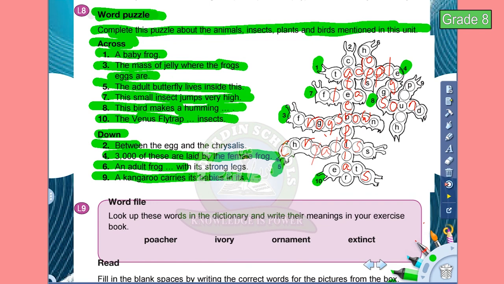And look at the number of this description. It's number 9. Let's find out number 9 in the down lines. Oh, we got it. It's written here: pouch. P, U, and H. Let's count how many letters are missing. 1, 2. So we have 3 letters out of 5. U goes here. C. Okay.